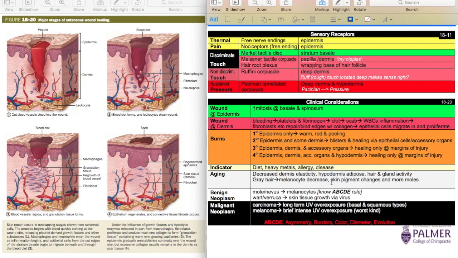People actually get dark spots and darker skin technically when they get older. You get more moles as well.